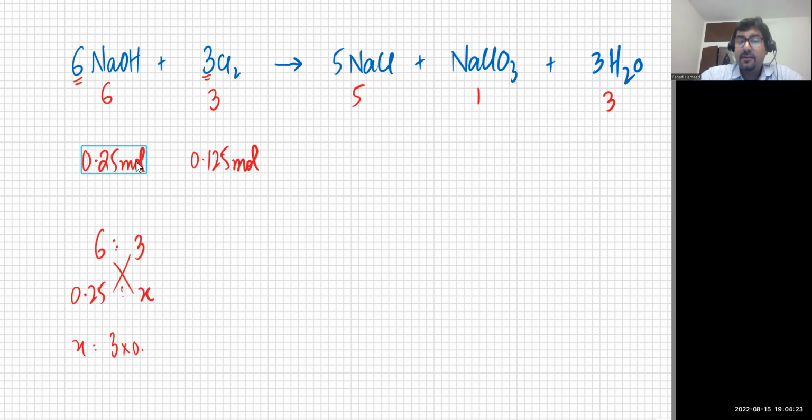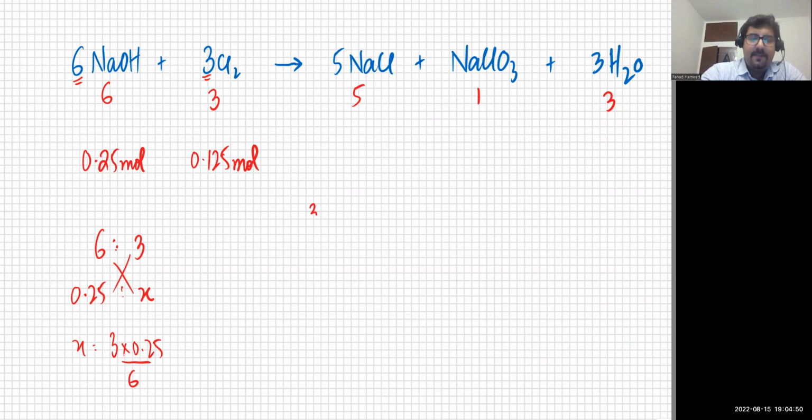Remember, our unit is moles. It's not thousands, it's not billions, it's not dozens. We're counting everything in moles. It's going to be 3 into 0.25, and the whole thing gets divided by 6. Right. What about how much NaCl will be produced? I can pick any 2 ratios, right?